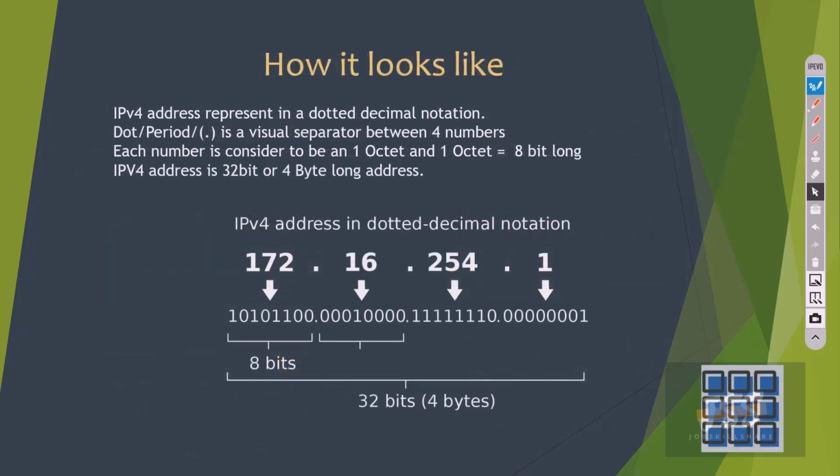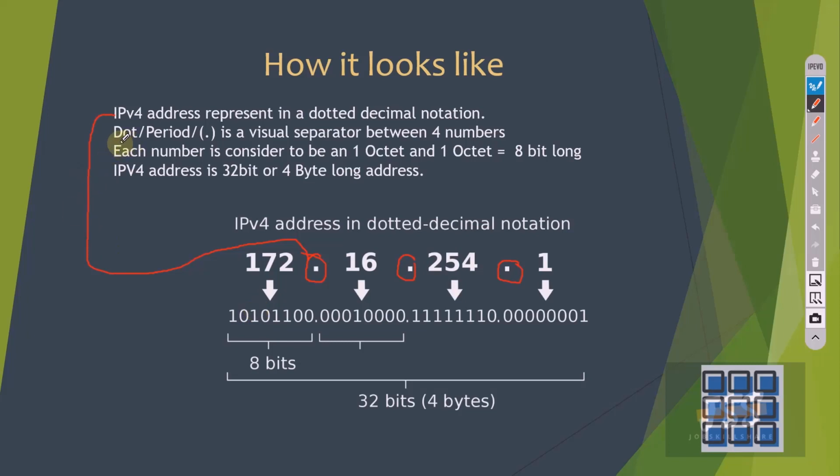So how it looks like, I have already given you some idea about the IPv4. So let's talk about what it is saying. IPv4 address is represented in a dotted decimal notation. What is dotted decimal notation? We have three dots in between.